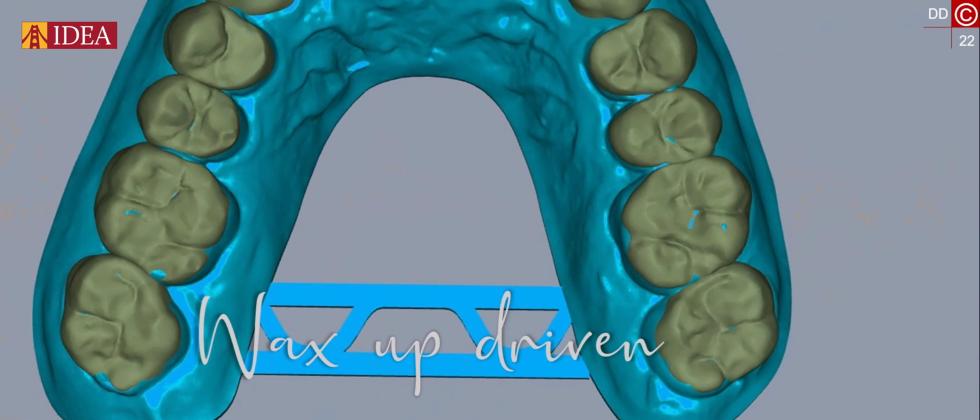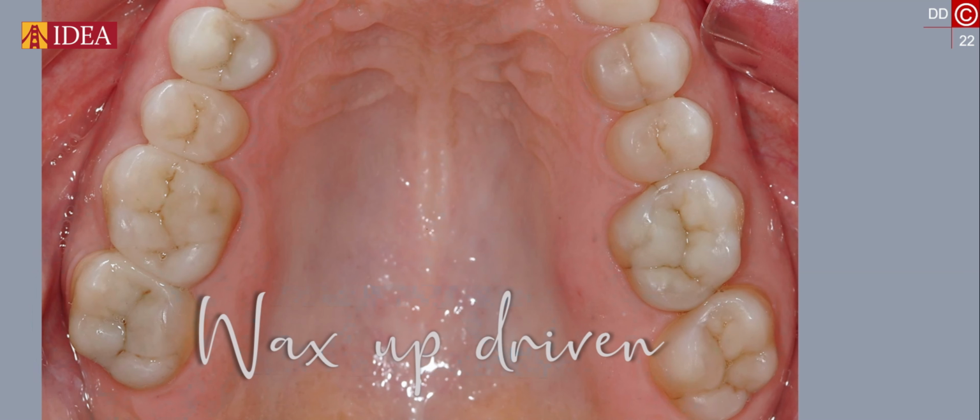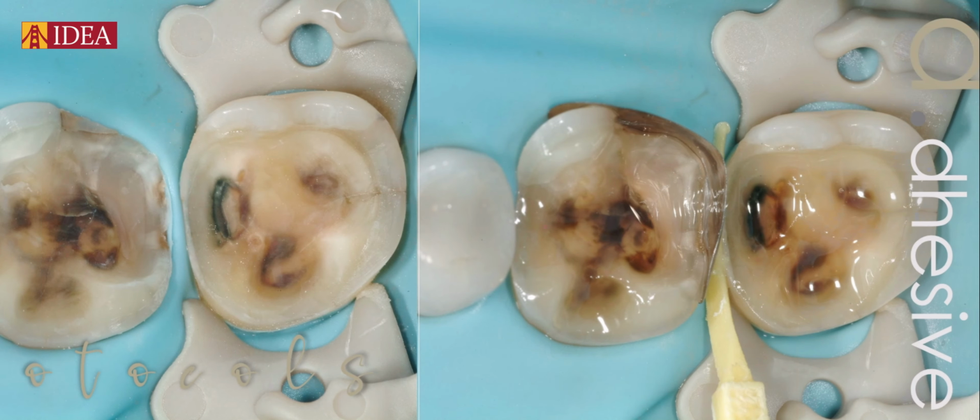And this is now the transfer, which happened here visually, the transfer of our digital wax up into our freehand restorations. Here, the size of existing restorations allowed to do everything freehand. The only 2 teeth that we considered were not appropriate for a freehand composite approach were the 2 lower left molars with relatively extensive cracks.